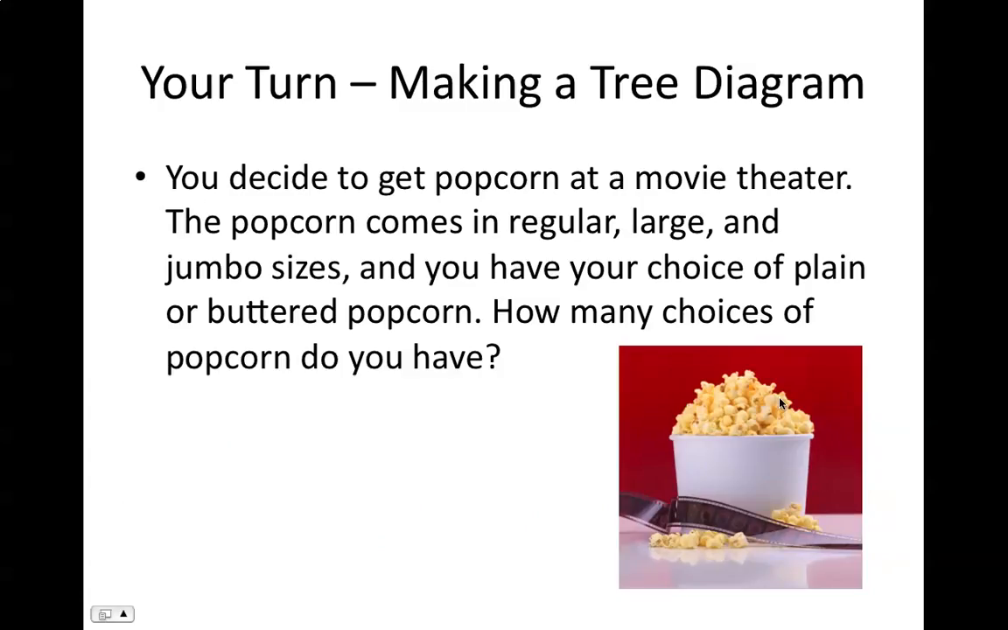Okay, here's a slide that says your turn at the top. In this case, I would like for you to try this one on your own. And again, we will be going over this in class tomorrow. So take a minute to pause the video and complete your question, and then we'll go over your answer tomorrow.